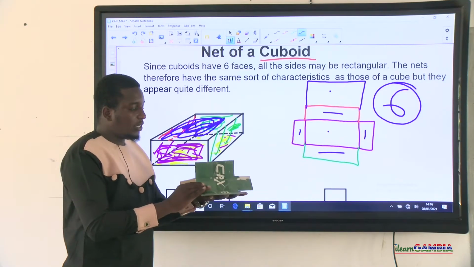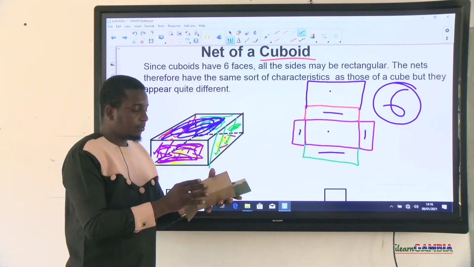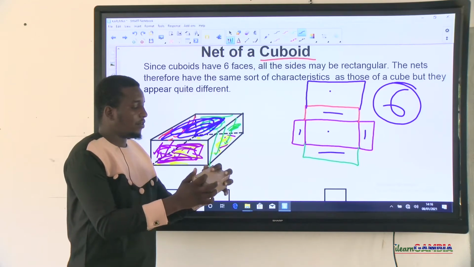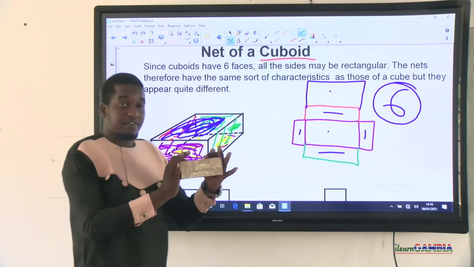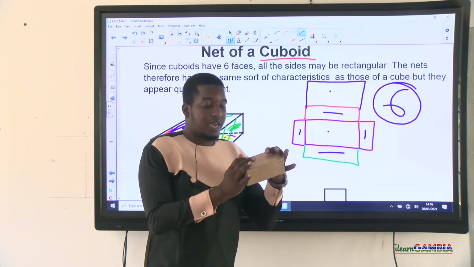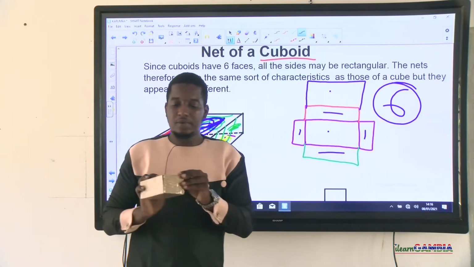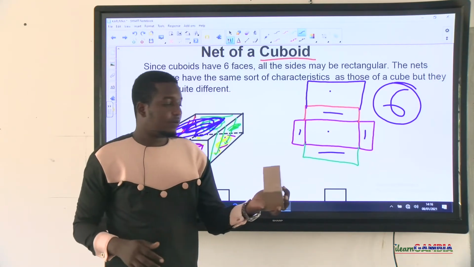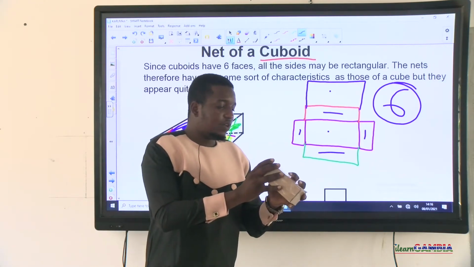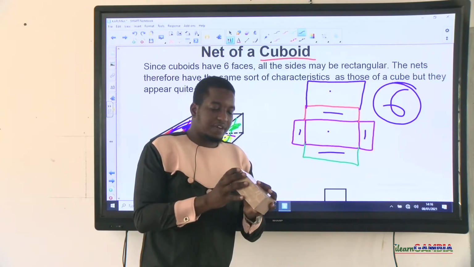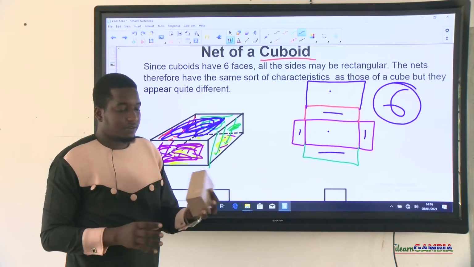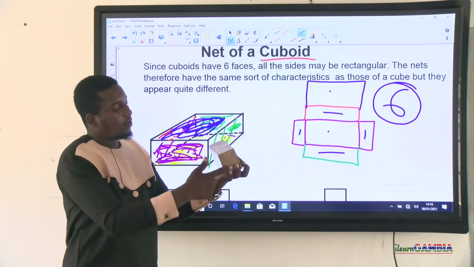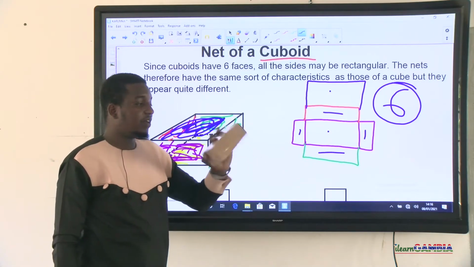Now when we fold this shape, what are we going to have? When we fold it, we fold this side and fold this other side. What do we have? We have a cuboid. We are going to have a cuboid, because here we said cuboids have 6 faces and the opposite faces are equal. They have 12 edges and also have 8 vertices. So that's what we have here. We have 1, 2, 3, 4, 5, 6. So this is what we refer to as a cuboid.